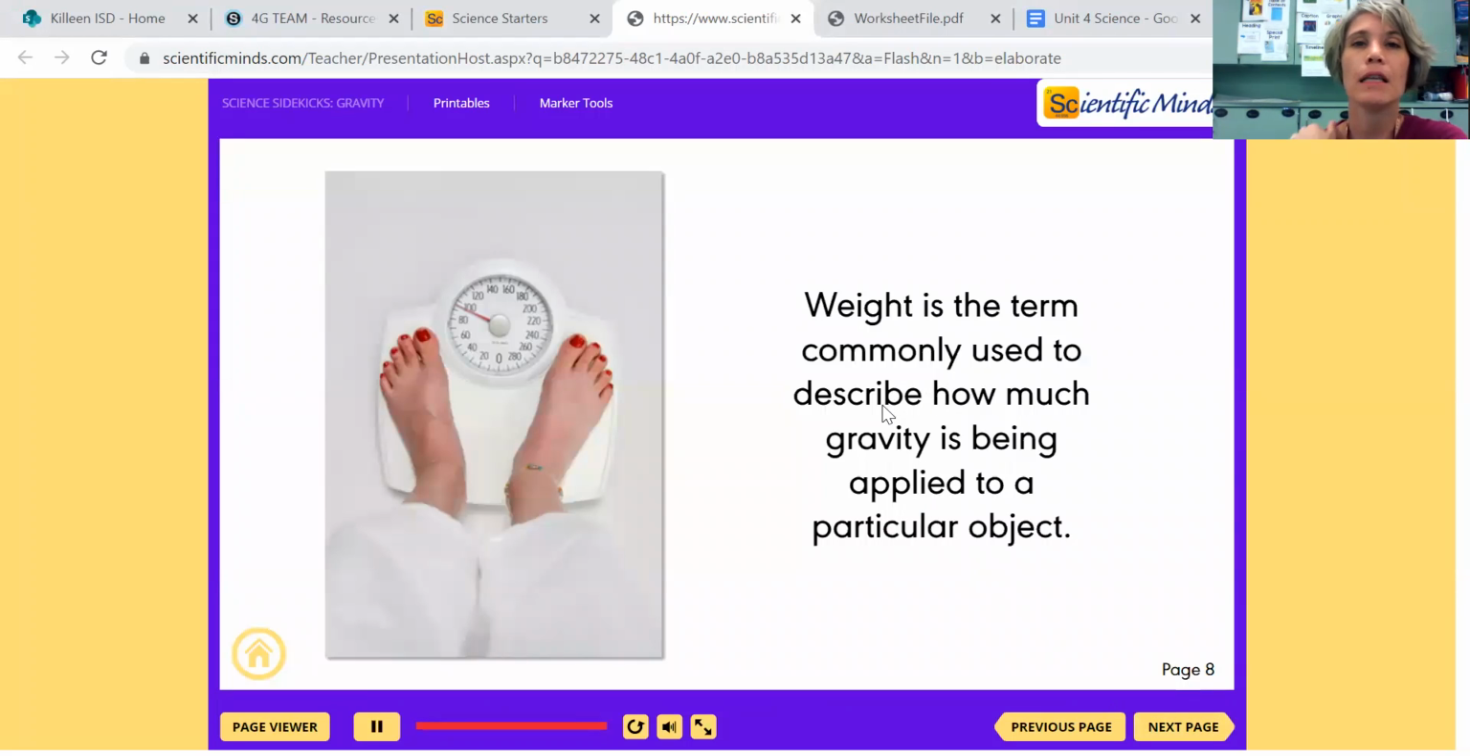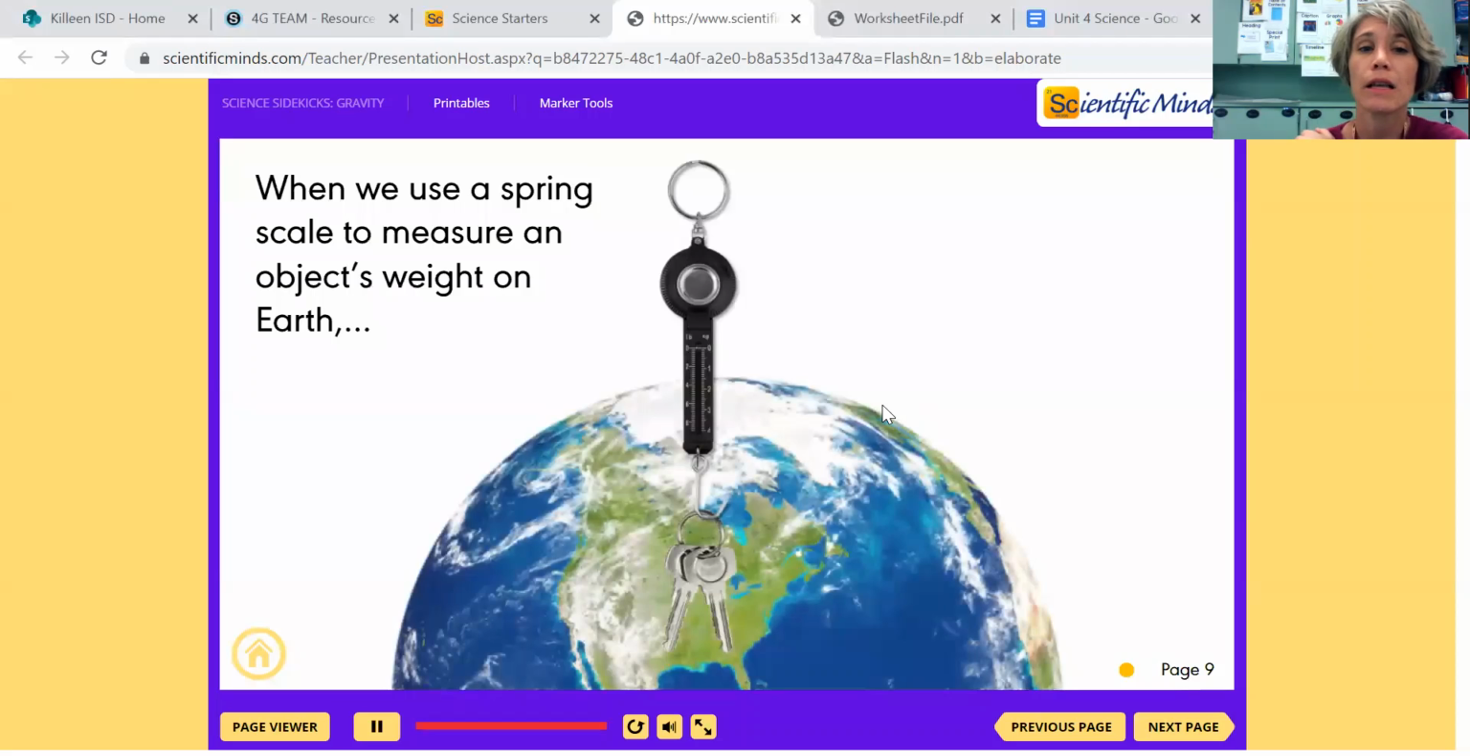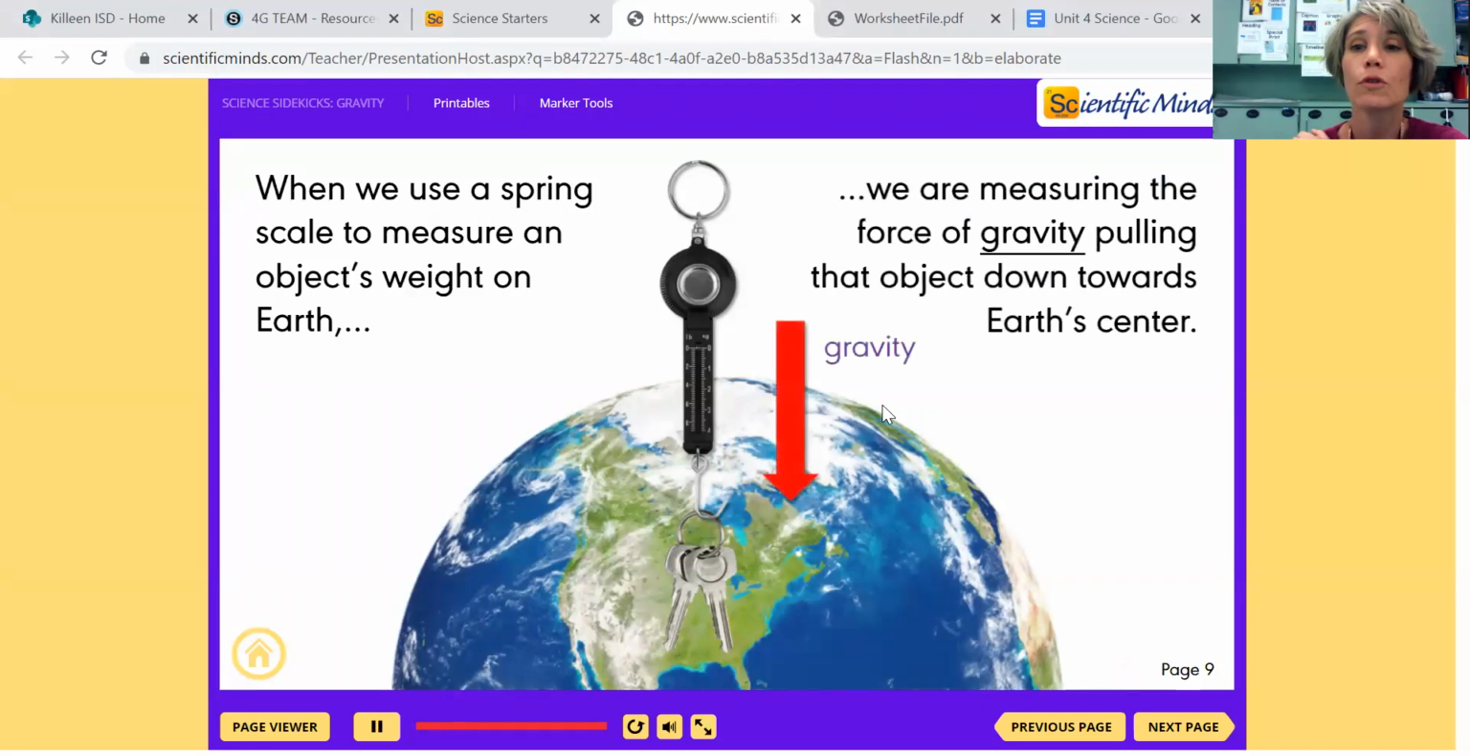Weight is a term commonly used to describe how much gravity is being applied to a particular object. When we use a spring scale to measure an object's weight on Earth, or a scale like the one that lady was standing on, then we're measuring the force of gravity pulling the object down towards the Earth's center.